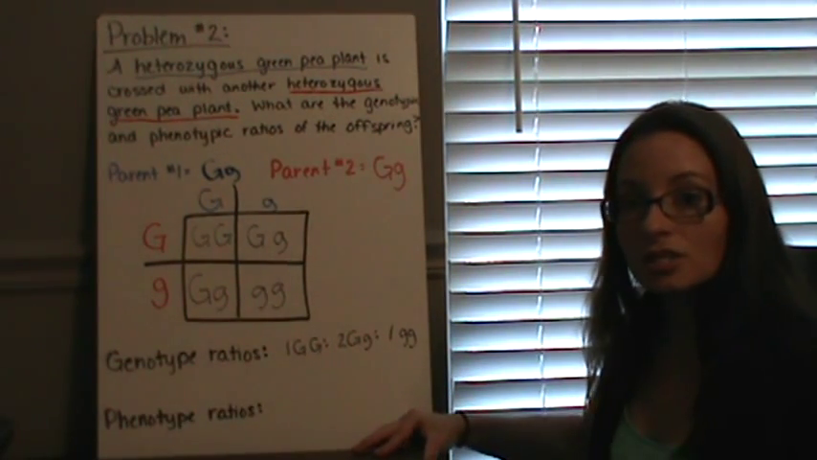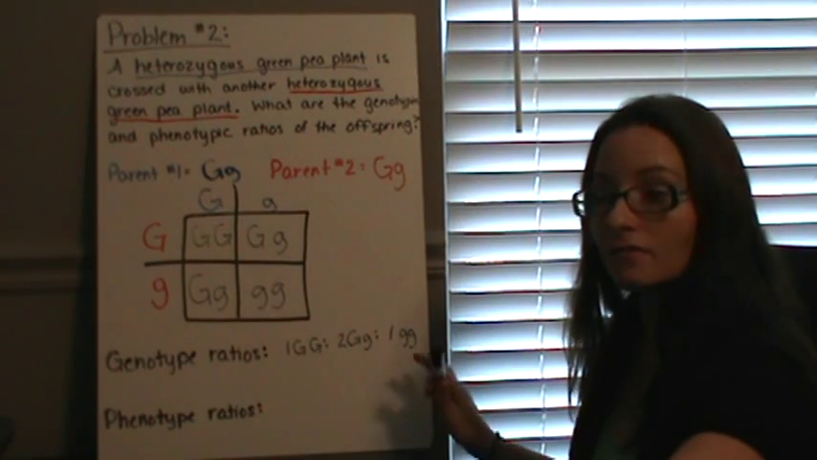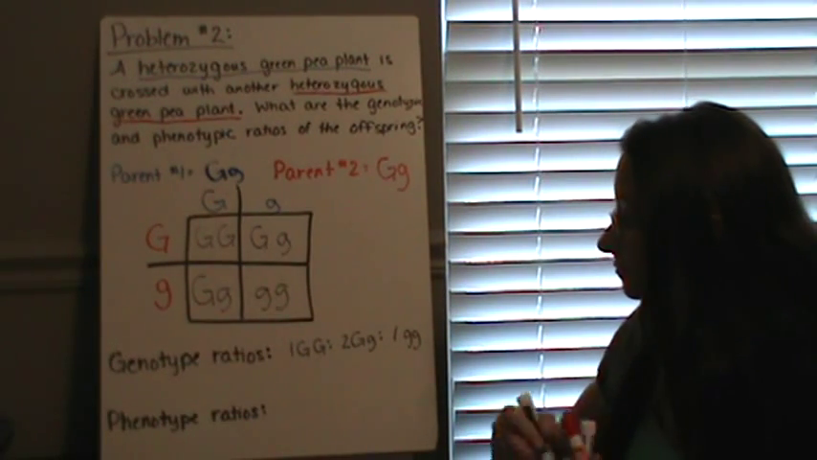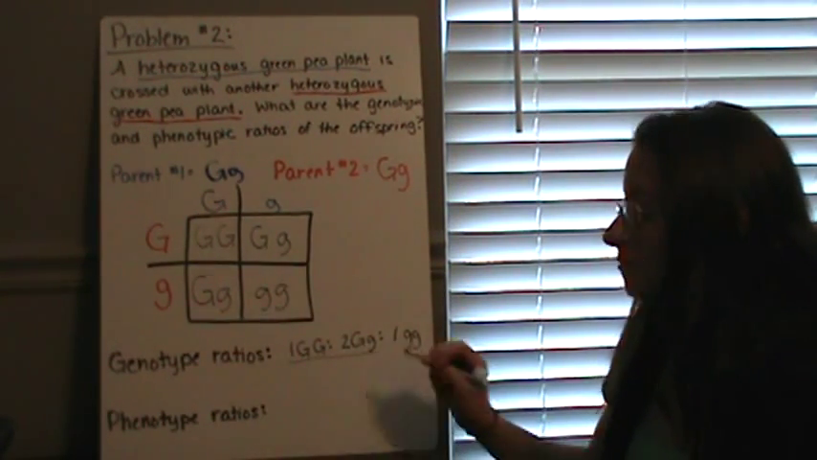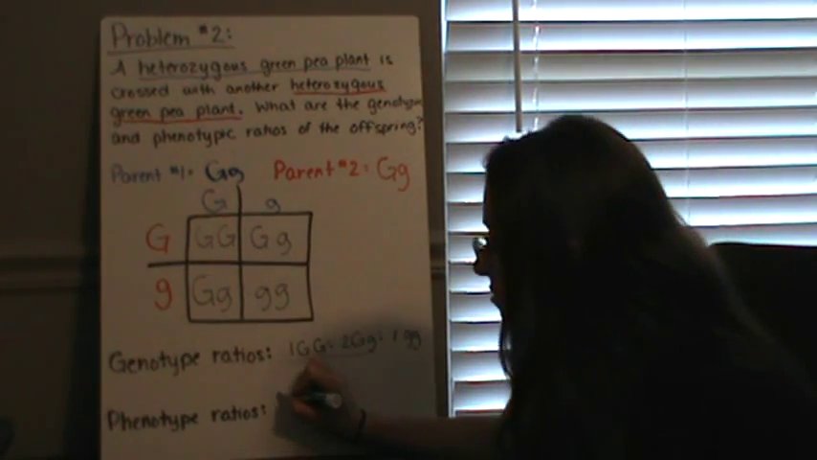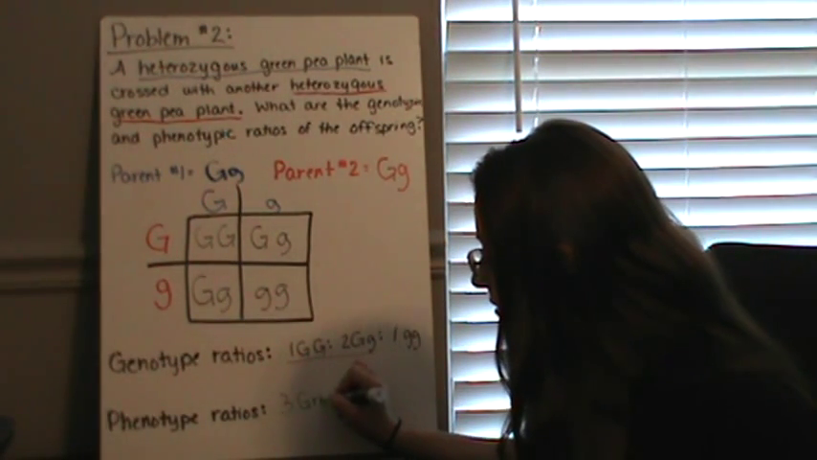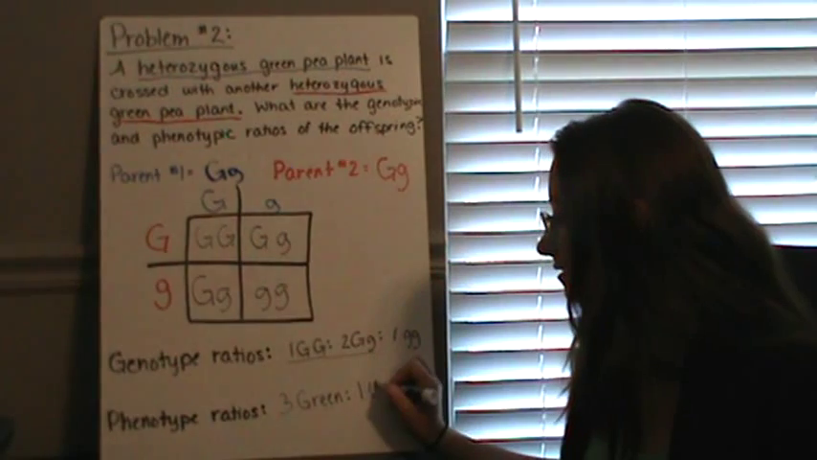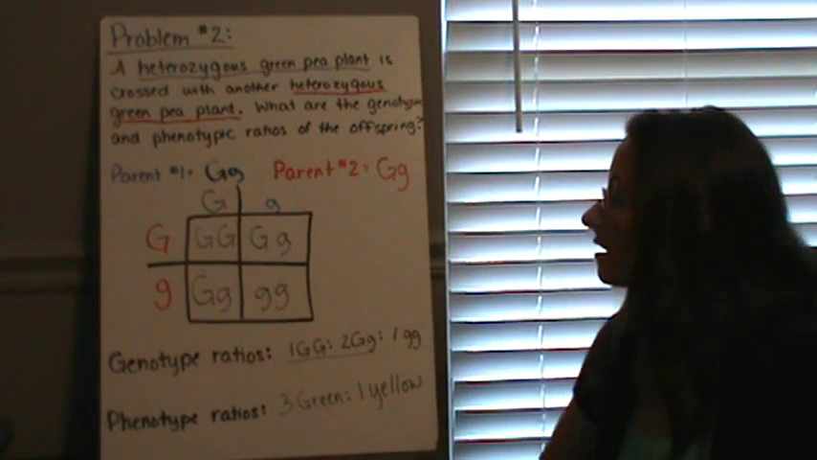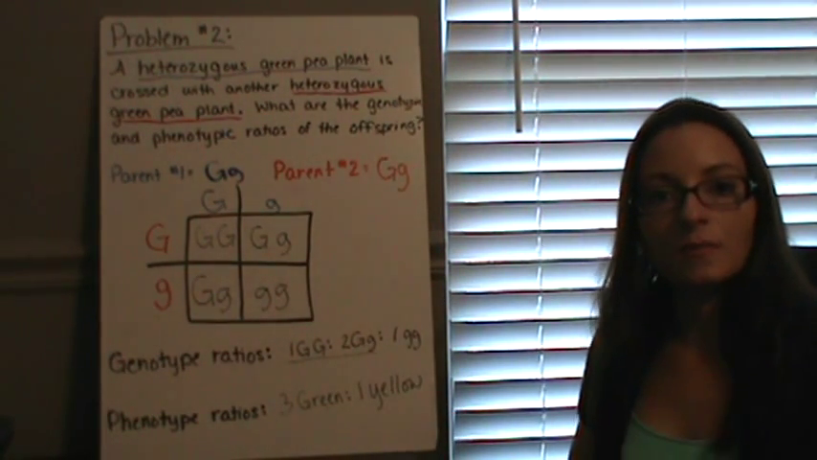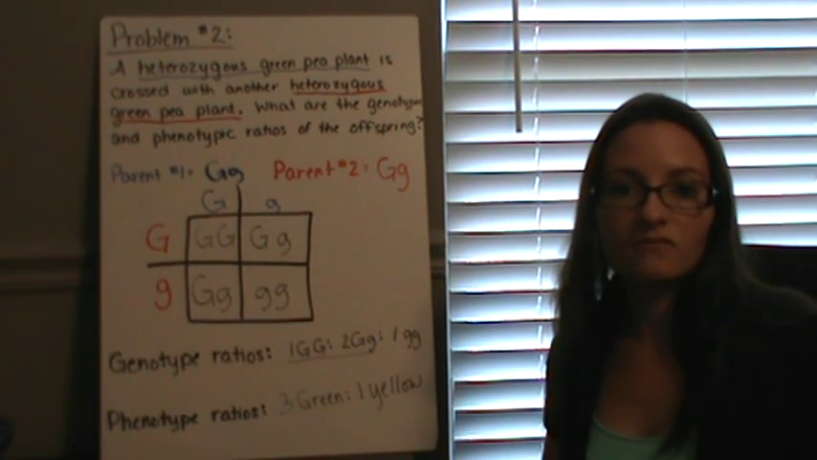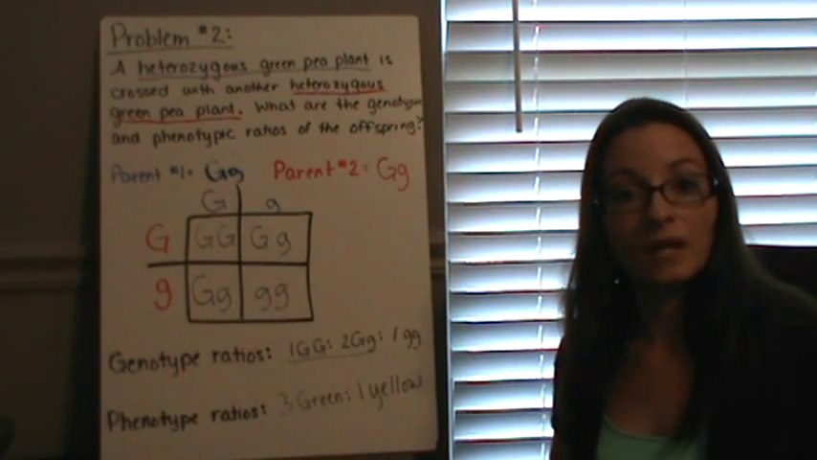Now our phenotype ratios are going to be slightly different then because we're going to have 2 combinations here that could produce green pods. Both our big G, big G, and our big G little g can produce green pods. So our phenotype ratio is going to be 3 green to every 1 yellow. Okay? So this is how you fill out a Punnett square and complete a monohybrid cross to determine what the genotypic and phenotypic ratios of the offspring of two different parents are going to be.